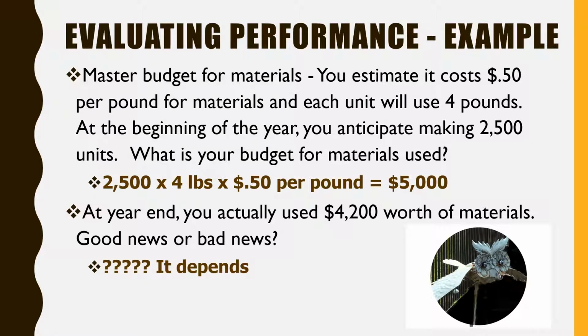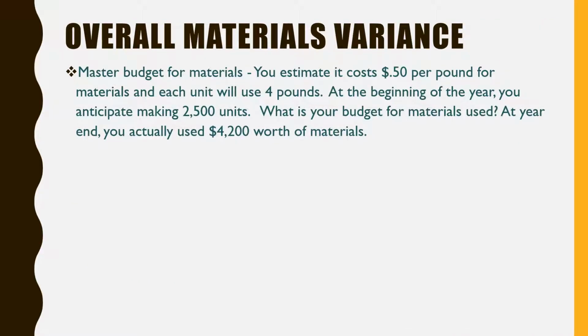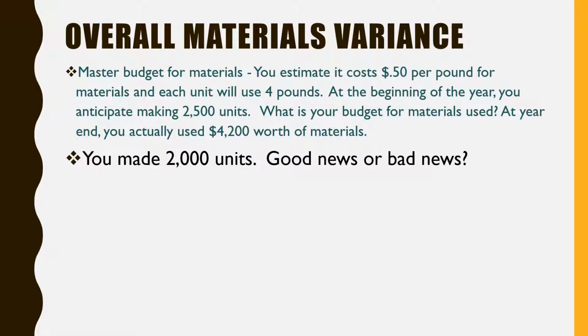you really can't come to that conclusion so quickly because it depends. If I only manufactured 1,000 units, then I'm in really bad shape. If I manufactured 6,000 units, I'm in really good shape. So you really don't know until you know how many units you actually manufactured. To determine if it's good news or bad news, you need to know what you actually produced. So let's say you made 2,000 units. Now you can determine, is that good news or bad news?